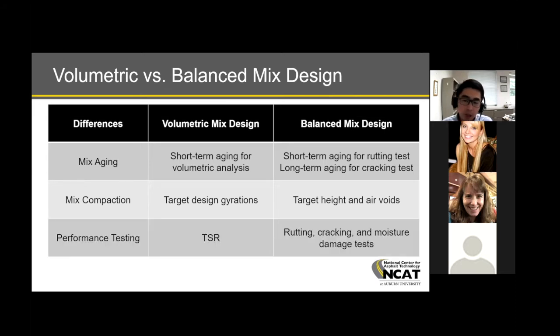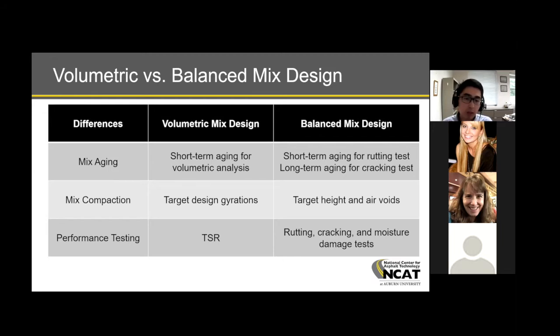And finally, it's about the performance testing part. If we look at the SuperPave, the way we are running SuperPave mix design right now, after we finish the gradation, after we determine the optimum binder content, the only performance test we do is TSR, which is a moisture damage test to make sure there's no stripping issue.